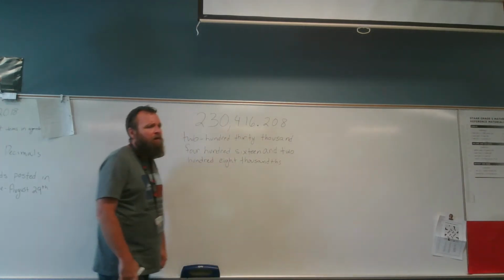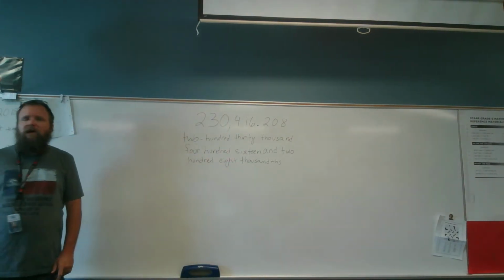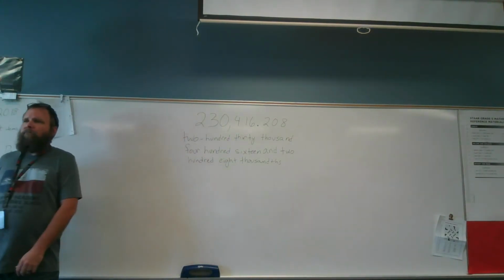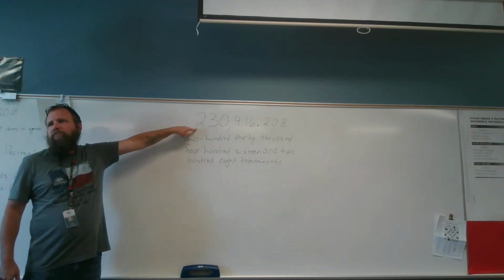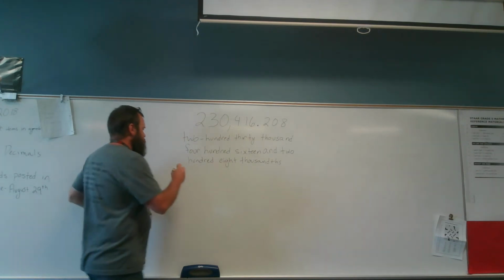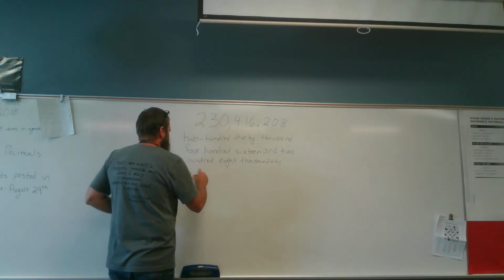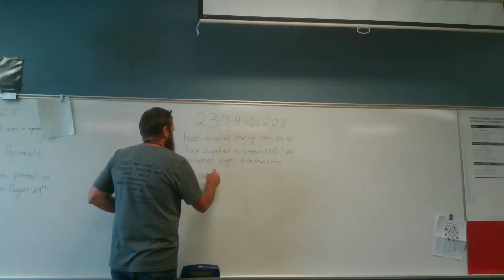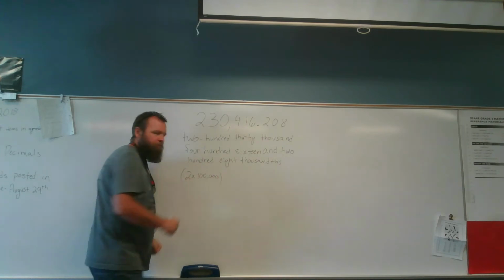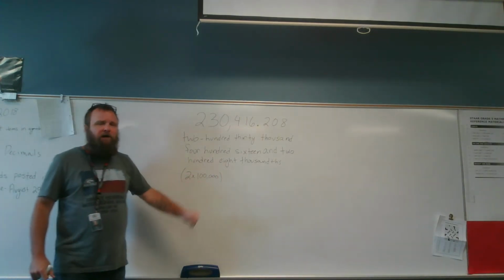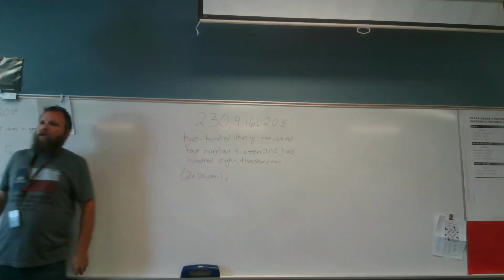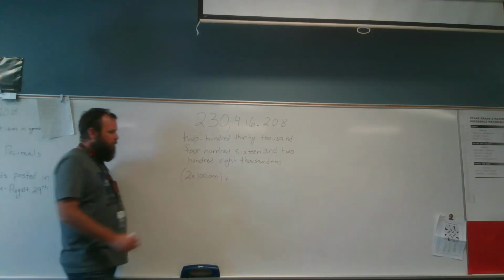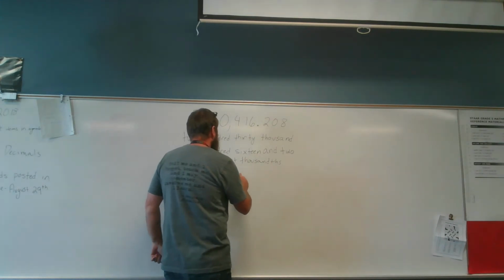Expanded form. We kind of have to know the value of numbers. So Nathan, this 2 is in what place? 100,000. 2 in the 100,000s place. So that'd be 2 times 100,000. So it's worth 200,000. Plus, Nathan, the 3 is in what place value? 3 times 10,000.